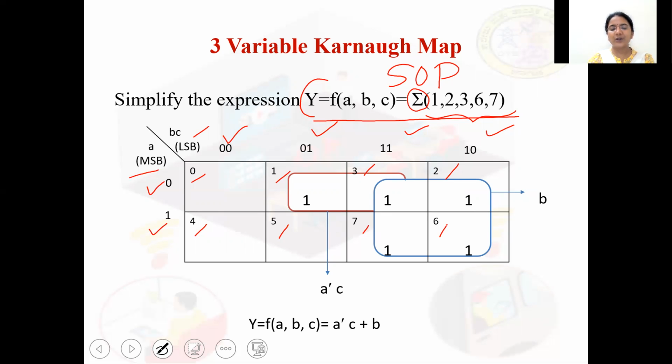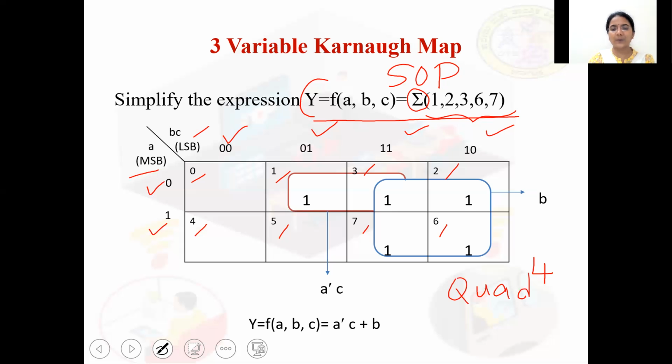After entering the logic highs for the respective min terms, we have to group them. We have to check for the octet first. No 8 cells are logic high here. So next go for quad, 4 cells. Here the 2, 3, 6, 7 cells are logic high. We can group it as a quad.